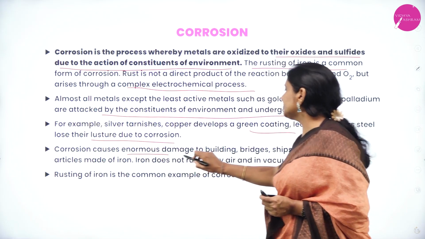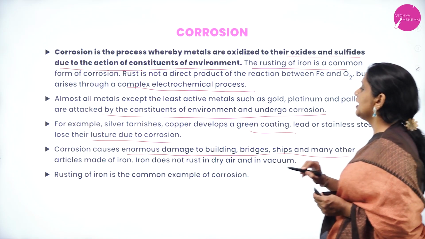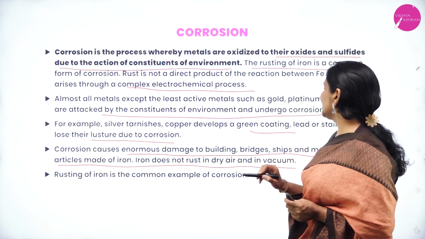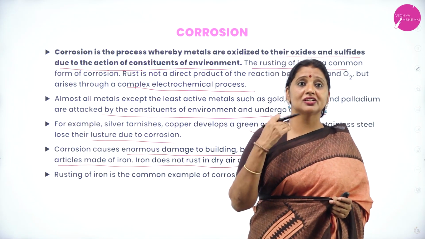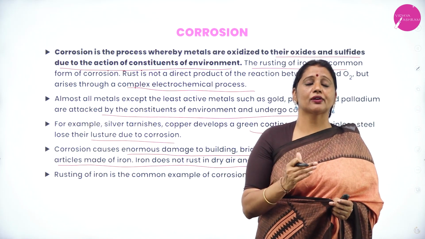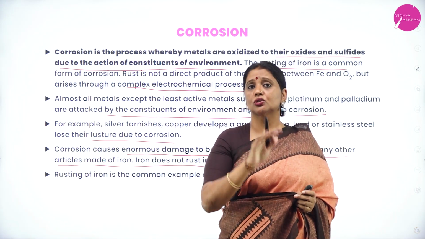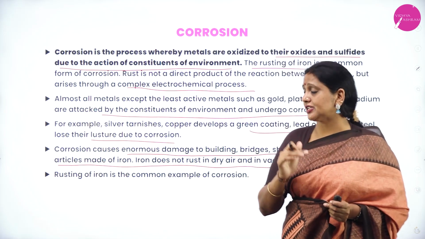Corrosion causes enormous damage to buildings, bridges, ships and many other articles made of iron. Iron does not rust in dry air and in vacuum. Iron undergoes rust only in moist air. It does not rust in the presence of dry air as well as vacuum.